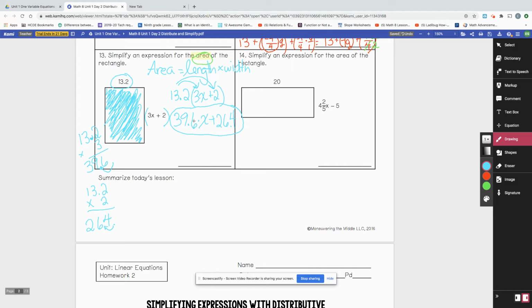So that is something that would look like this. You don't have to have this multiplication sign, that 39.6 coefficient with the x next to it. You will not see that in algebra or really in 8th grade math. And there's your final answer.